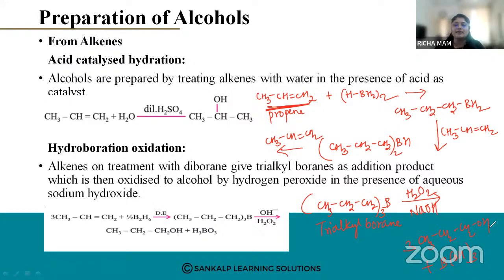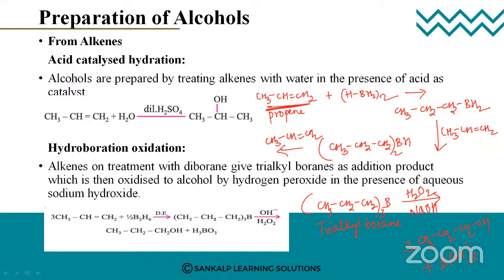So what we are doing: we are taking 3 molecules of alkene and treating them with diborane. Then it gives you a trialkyl borane. Further, we treat it with hydrogen peroxide in the presence of NaOH. You will get an alcohol and a byproduct of boron. Is it clear up to here?